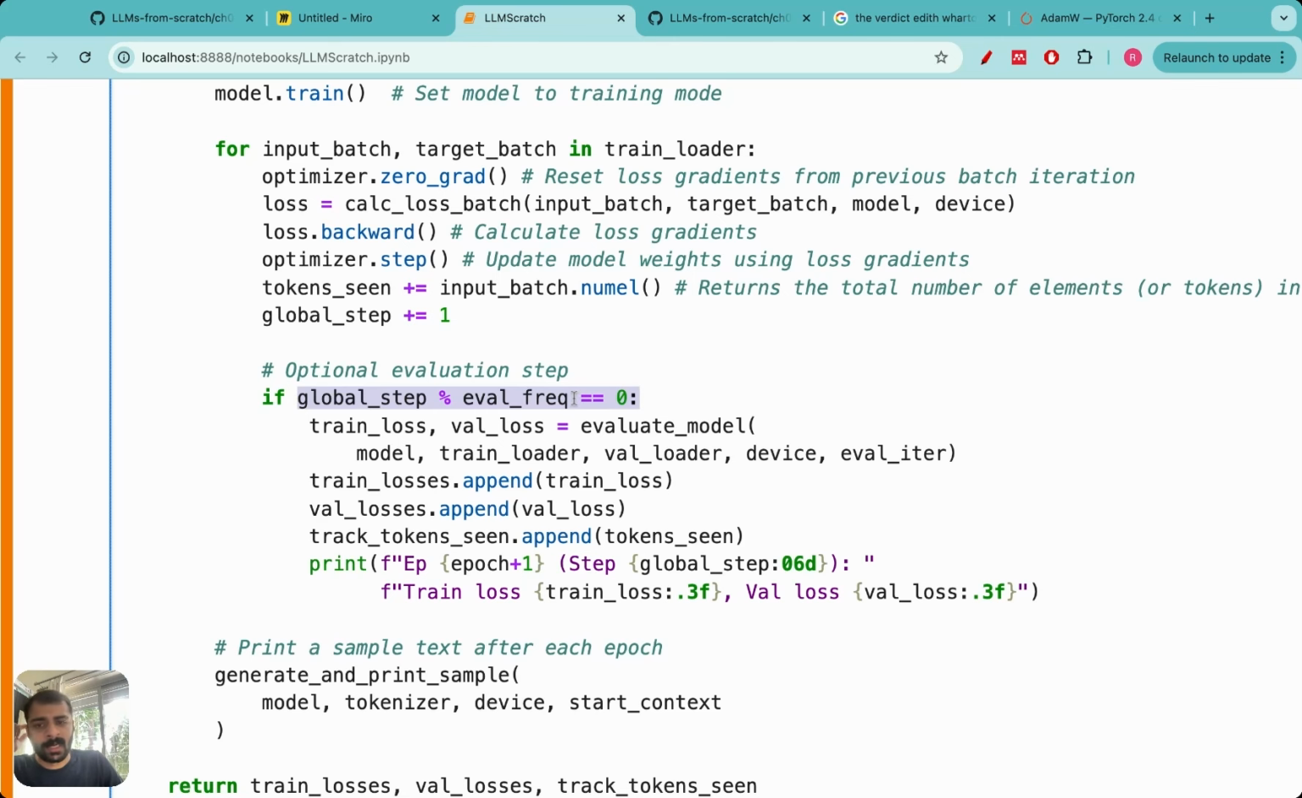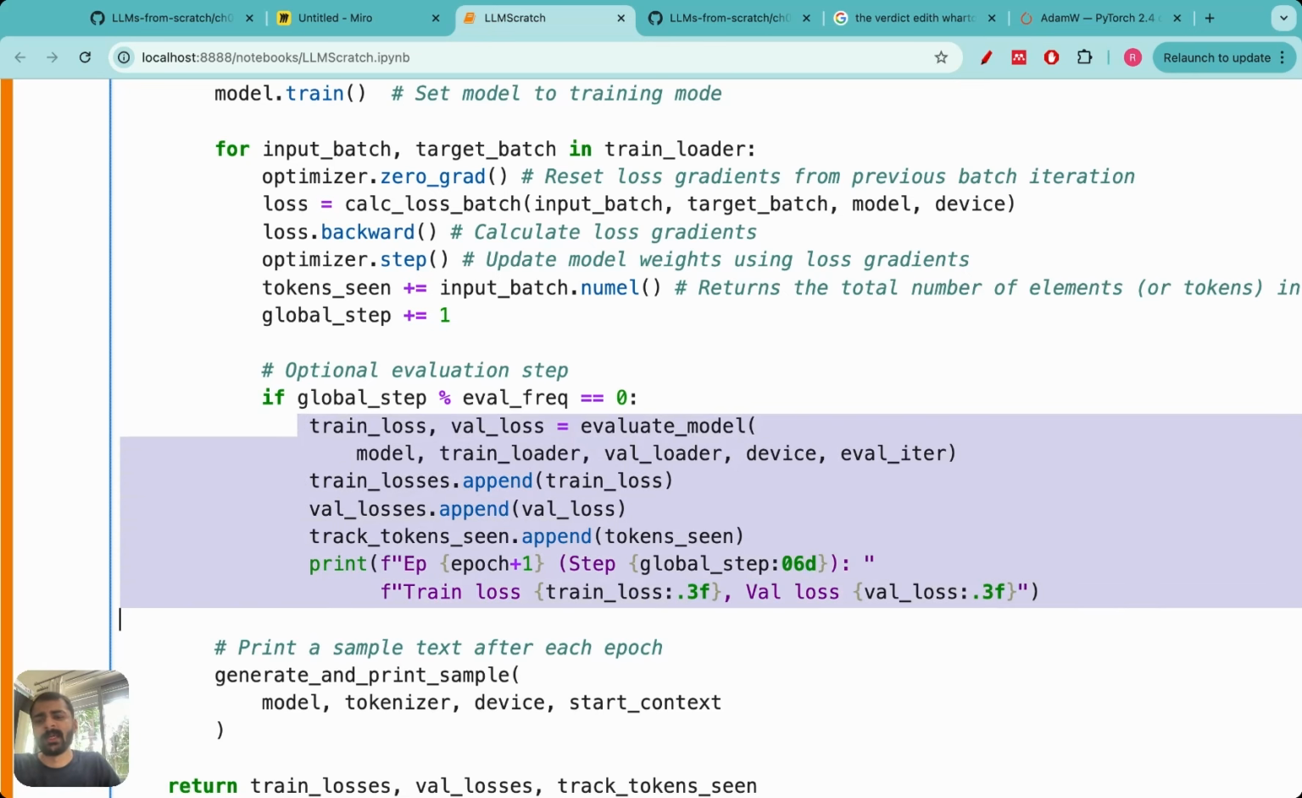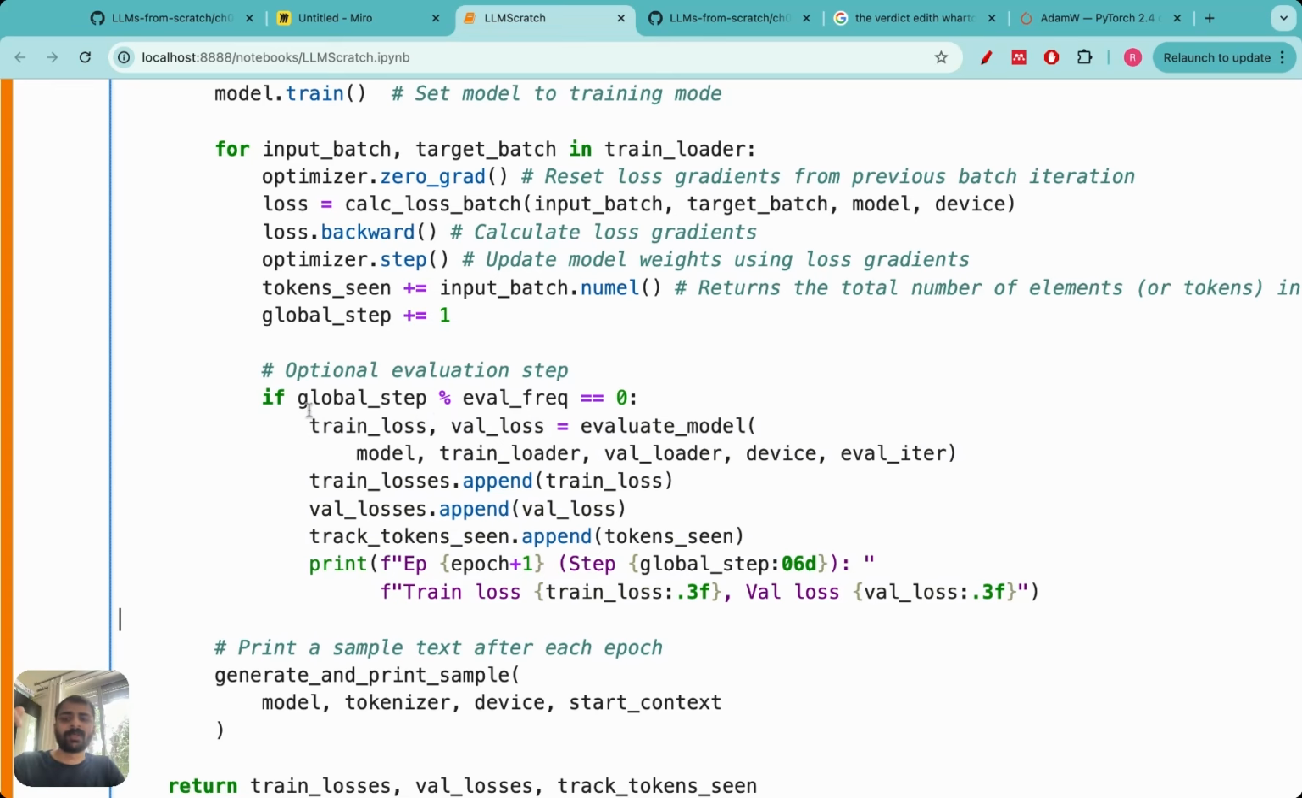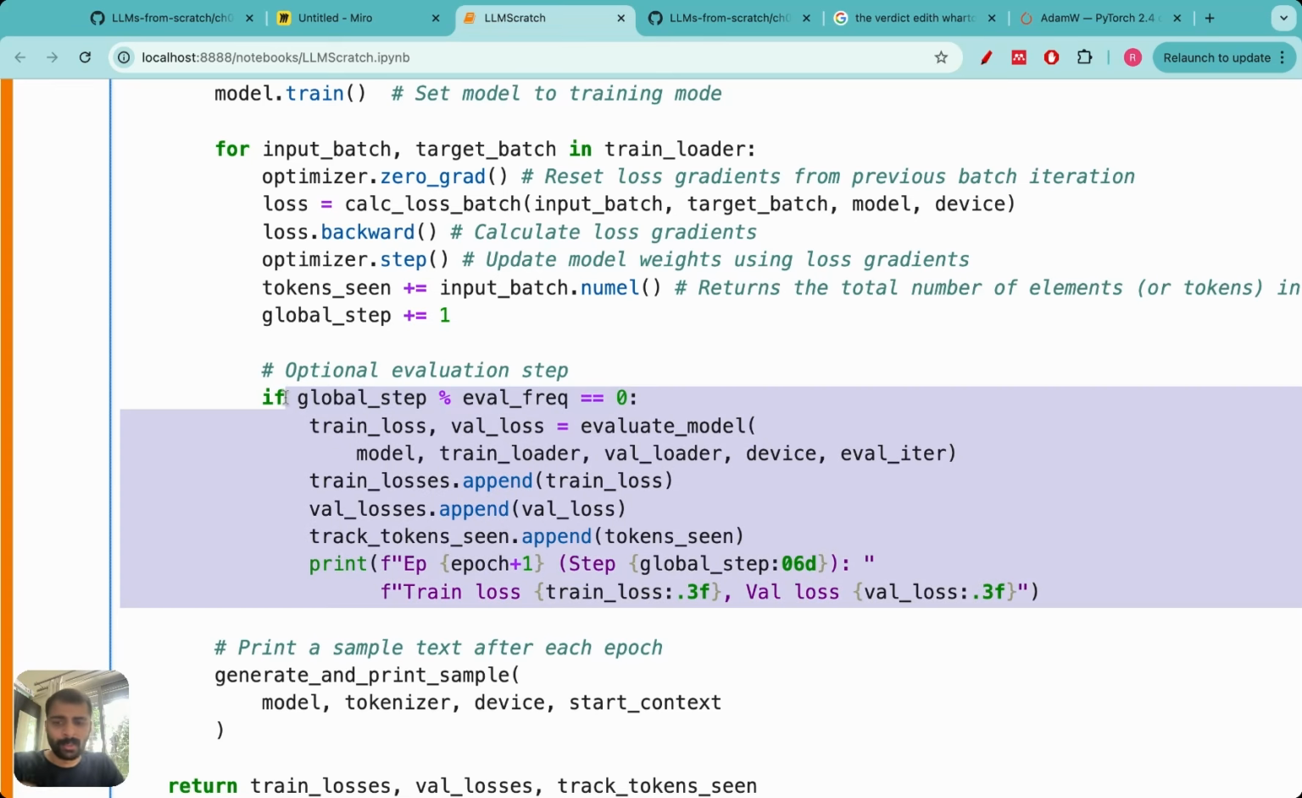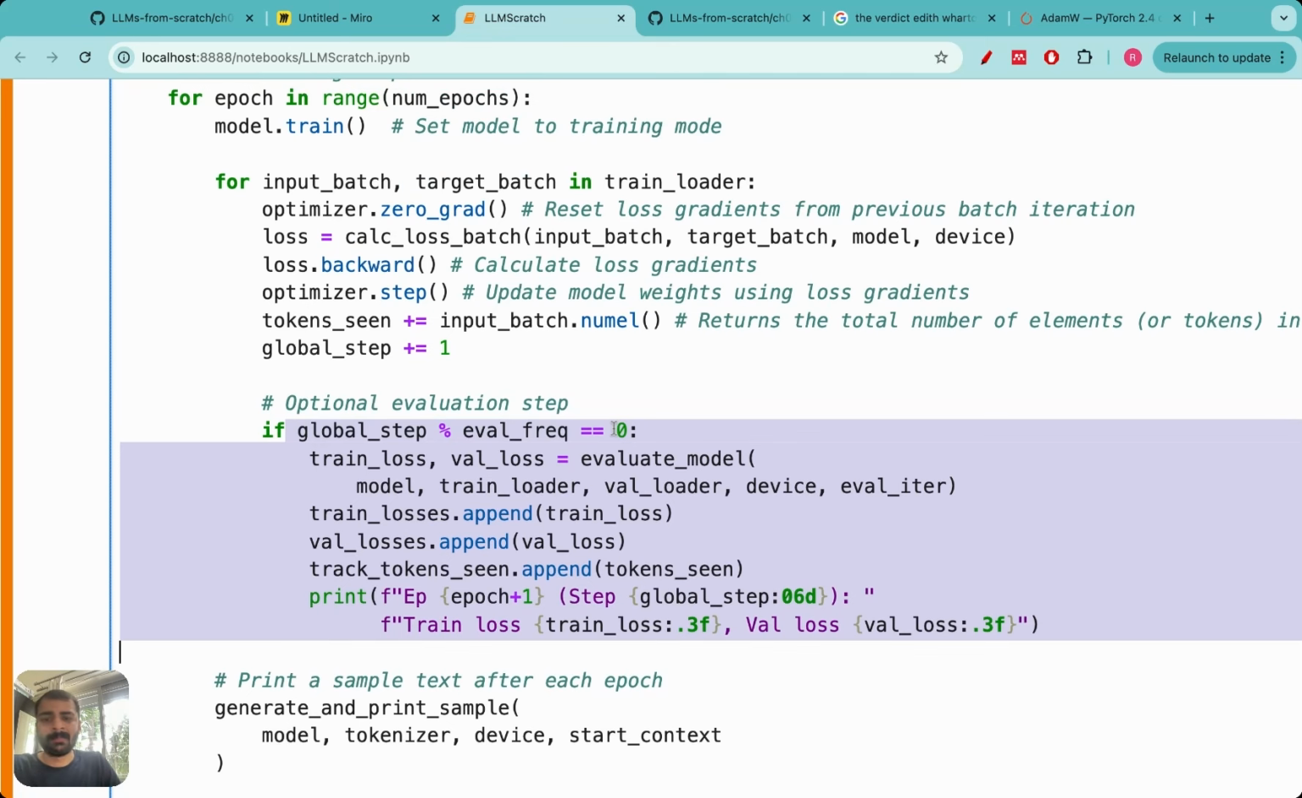That is when the remainder will be 0, and only when I reach batch number 5, I am going to calculate the training and the validation loss, and I'm going to print it out. That's it. When I come to batch number 10, I'll do the same. I'll calculate the training and validation loss, I'll print it out, and I'll do this for every single epoch.